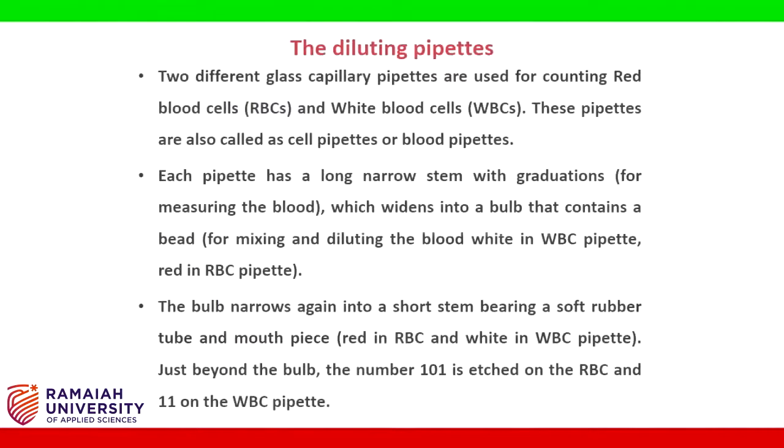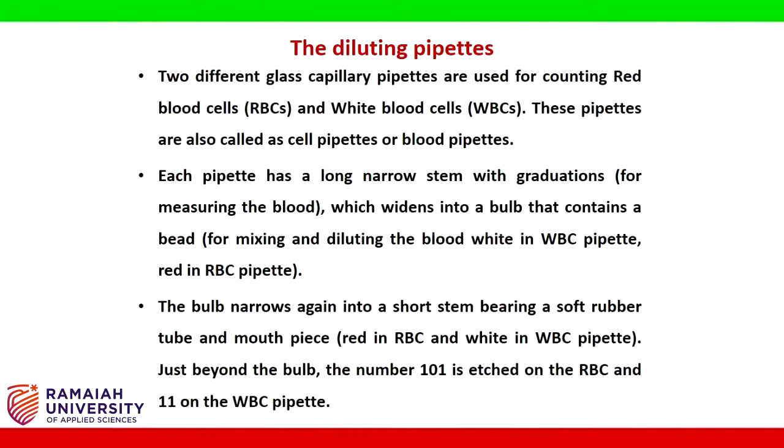The diluting pipettes: two different glass capillary pipettes are used for counting red blood cells and white blood cells. These pipettes are also called as cell pipettes or blood pipettes. Each pipette has a long, narrow stem with graduations which widens into a bulb that contains a bead for mixing and diluting of the blood, white bead in case of WBC pipette and red bead in case of RBC pipette.